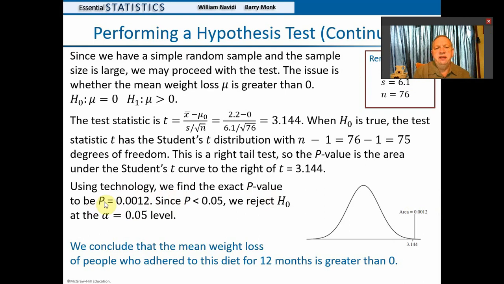We find the exact p-value to be p equal to 0.0012, and then we compare it to alpha. We're going to compare it to 0.05. This is less, so we can reject H0 at the alpha 0.05 level. Since we reject this possibility, and here's the claim, we can conclude the claim is true because we've rejected the other possibility.